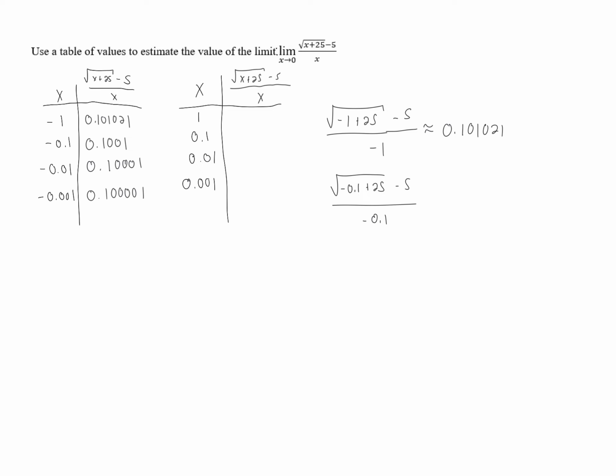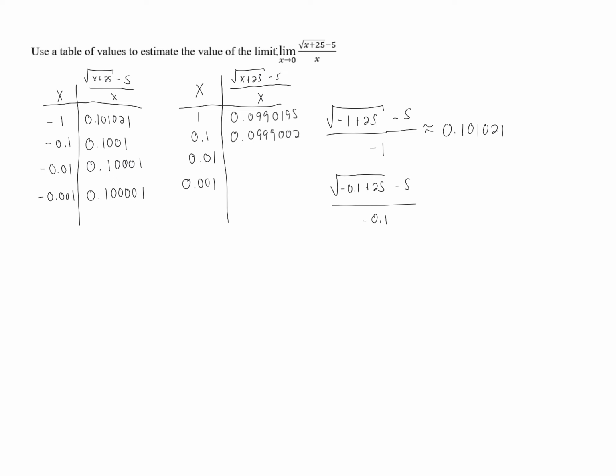Perfect. So now let's evaluate this for the positive values of x, starting with 1 and then going to 0.1, etc. And when we evaluate this at 1, we get approximately 0.099095. All right, that is looking good. When we evaluate this at 0.1, we end up with 0.0999002.